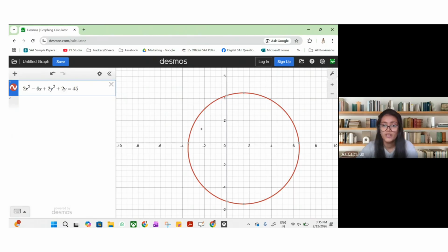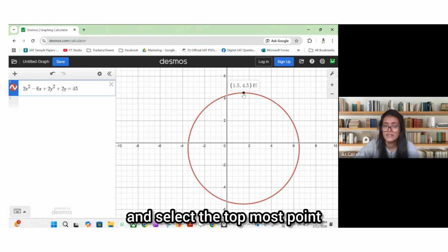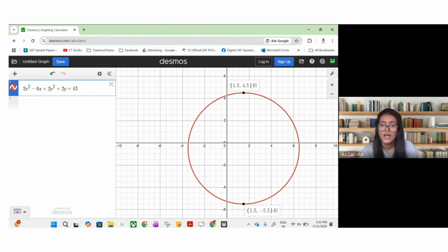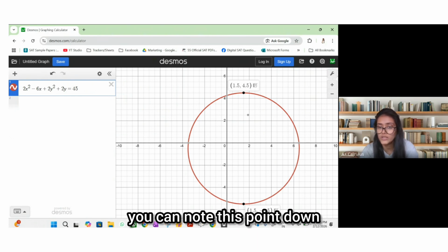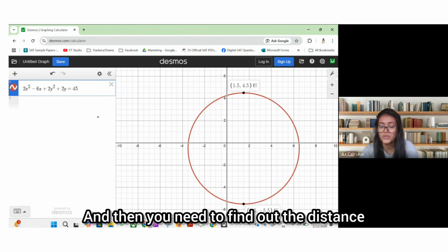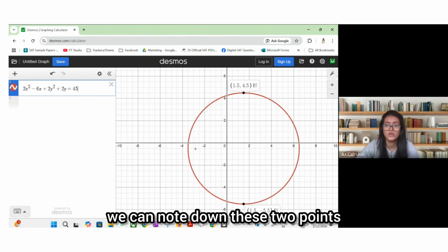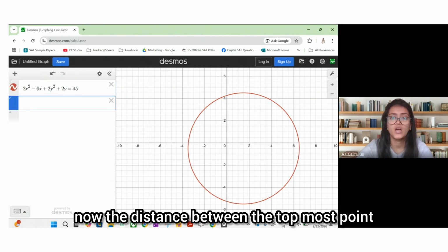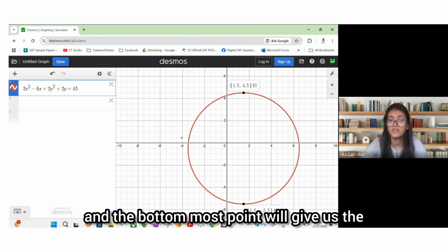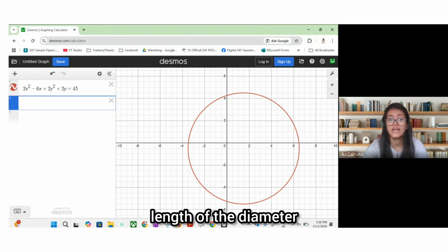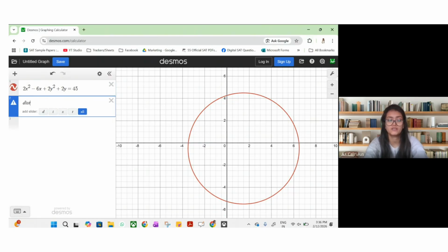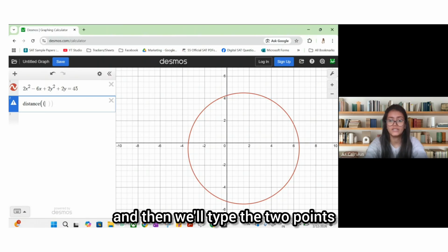Then you need to take your cursor and select the topmost point and the bottommost point. Once you do that, you can note these points down. Then you need to find out the distance between these two points. The distance between the topmost point and the bottommost point will give us the length of the diameter. So I'll type distance, and then we'll type the two points.